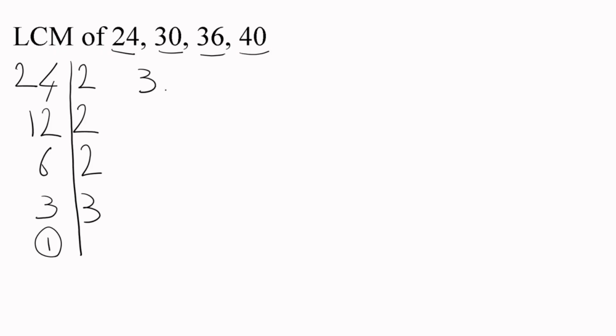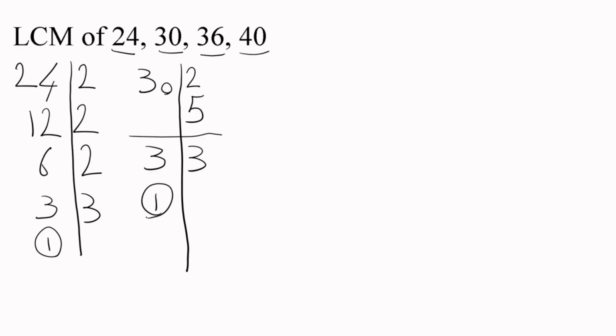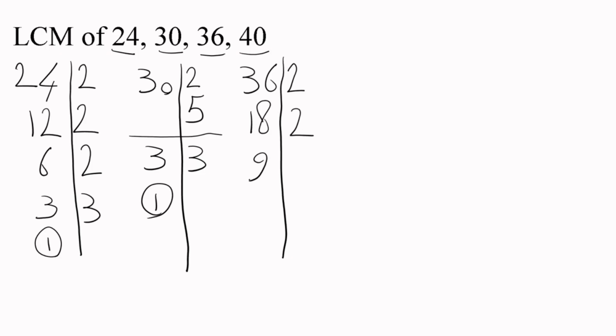Let's write for 30. Because we have 0 at the end, I can write 2 and 5. Then I can drop the 0 and I can divide it by 3. I have 1. I have 36. I believe that we did 36 earlier. I can divide it by 2, 18, 2, 9, 3, 3, 3, 1.